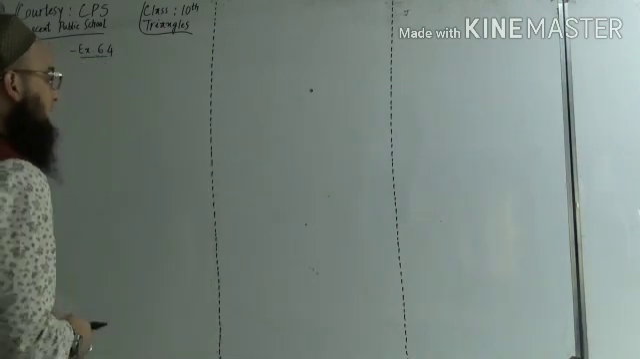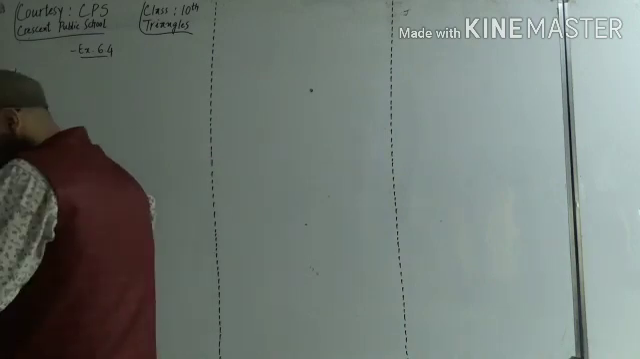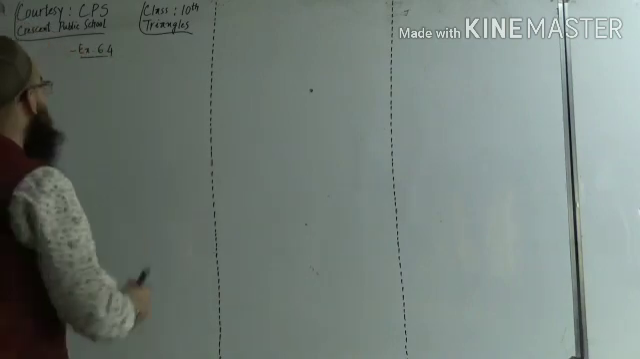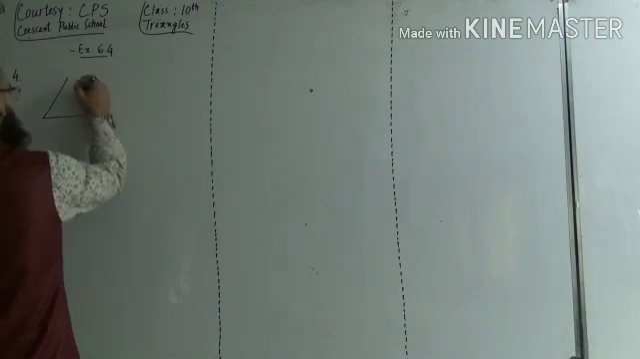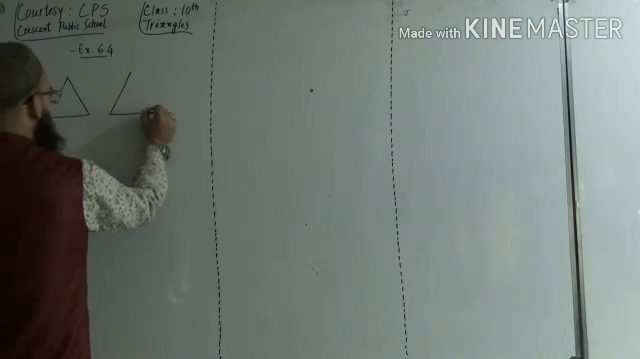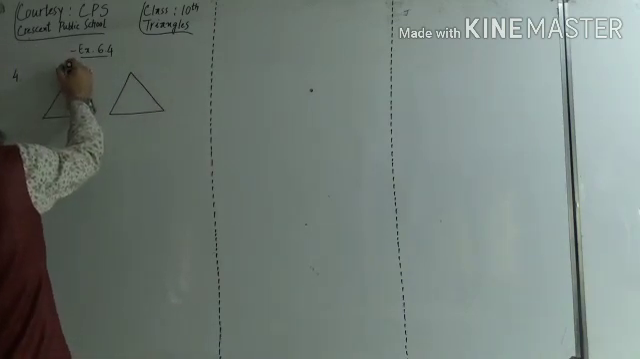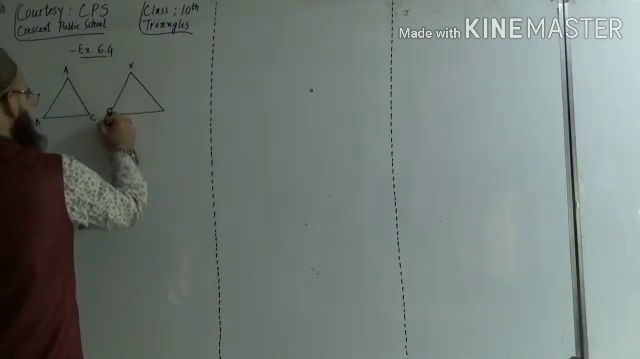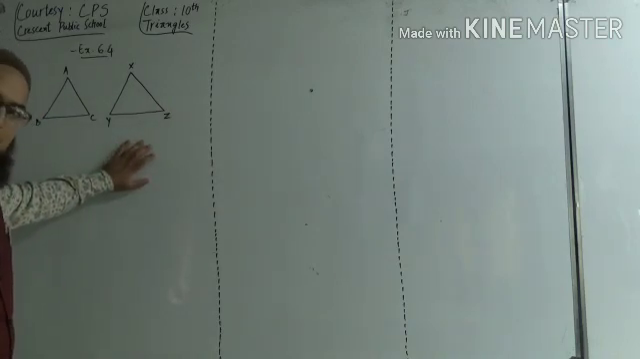Now question number 4, again an important one. It says if the areas of two similar triangles are equal, then prove that they are congruent. So we have two similar triangles. Let us say ABC and XYZ. It says these are two similar triangles and their area is equal.